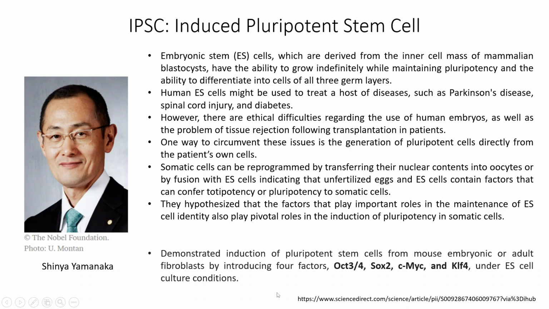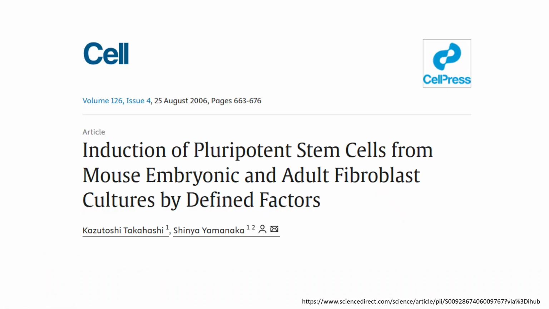So I thought I'd go into a little bit of this paper because it's really a great way to learn. And it's very interesting to see how, in the simple way in which they did experiments, they brought about such an amazing discovery. Okay, so this is the paper. It came out in Cell in 2006. They're inducing pluripotent stem cells from mouse embryonic and adult fibroblast cultures by defined factors. Those four factors are called Yamanaka factors.